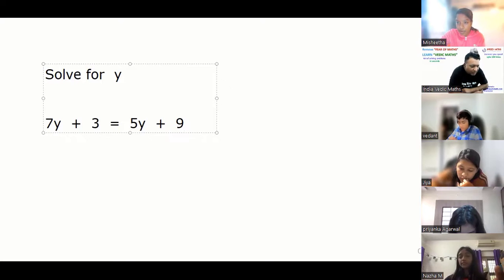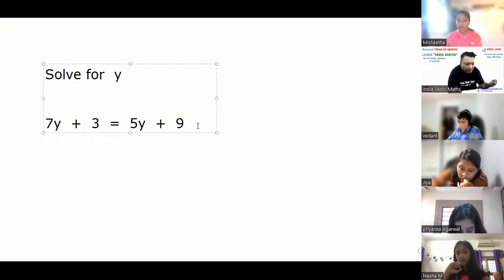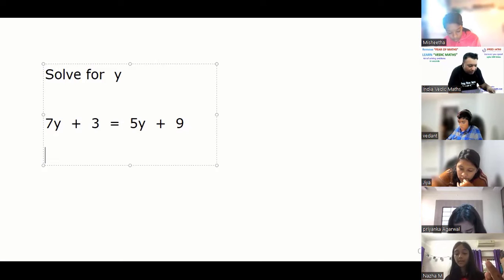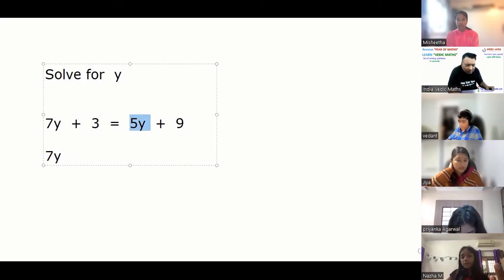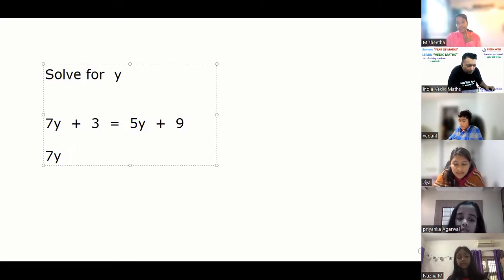y equal to 3. Vichita says y equal to 3. Kana says y equal to 3. Naja says y equal to 3. First step is, Jia, what is the first step? This 5y will come to the left side. So what I did first was I wrote down the 7y is a variable, 3 is the constant, 5y is the variable, and 9 is the constant.